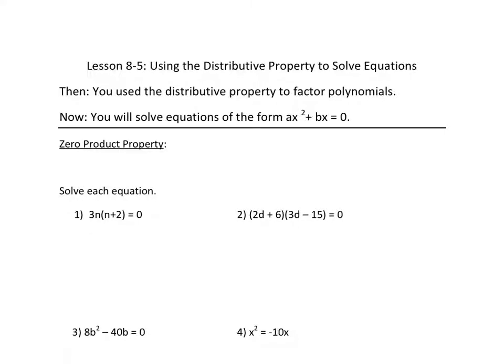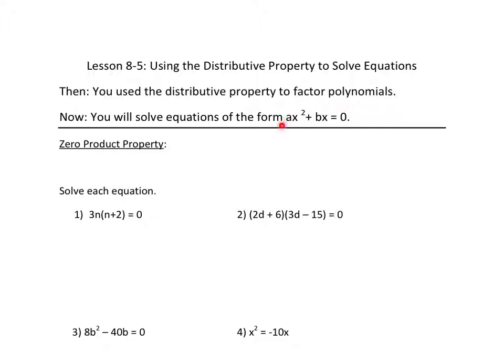Okay, today we're going to go a little bit farther into the zero product property, which we started talking about on Friday, okay? So what I'm looking at is lesson 8.5. We're going to be using the distributive property to factor polynomials. Basically, we're just going to be pulling out the GCF. And we've already talked about this before when we did our factoring section of this chapter, okay?